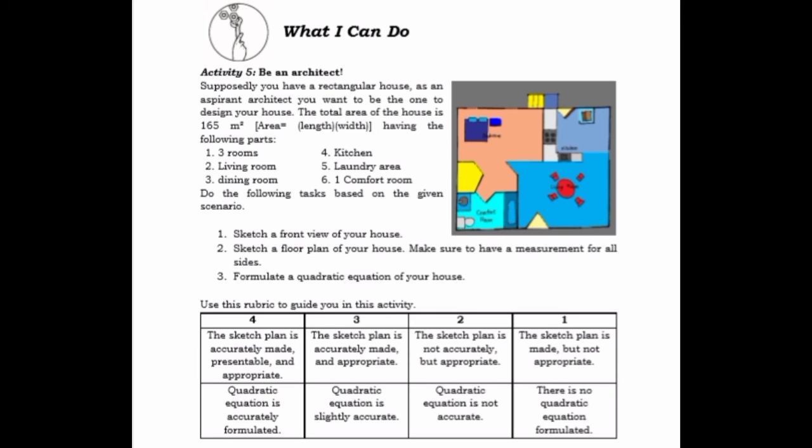What I Can Do. Activity 5, Be an Architect. Supposedly, you have a rectangular house. As an aspirant architect, you want to be the one to design your house. The total area of the house is 165 meters squared. Do the following tasks based on the given scenario. Number 1. Sketch a front view of your house. Number 2. Sketch a floor plan of your house. Make sure to have a measurement for all sides. Number 3. Formulate a quadratic equation of your house. Use this rubric to guide you in this activity.